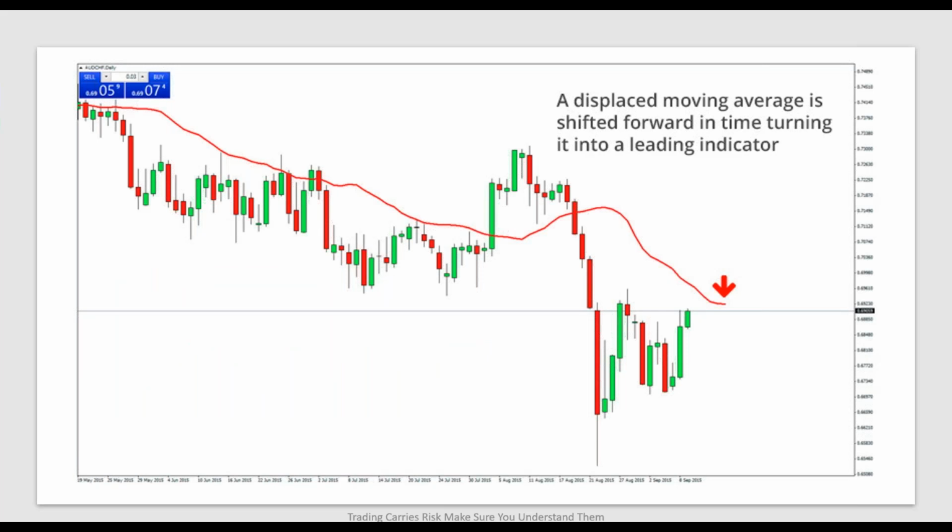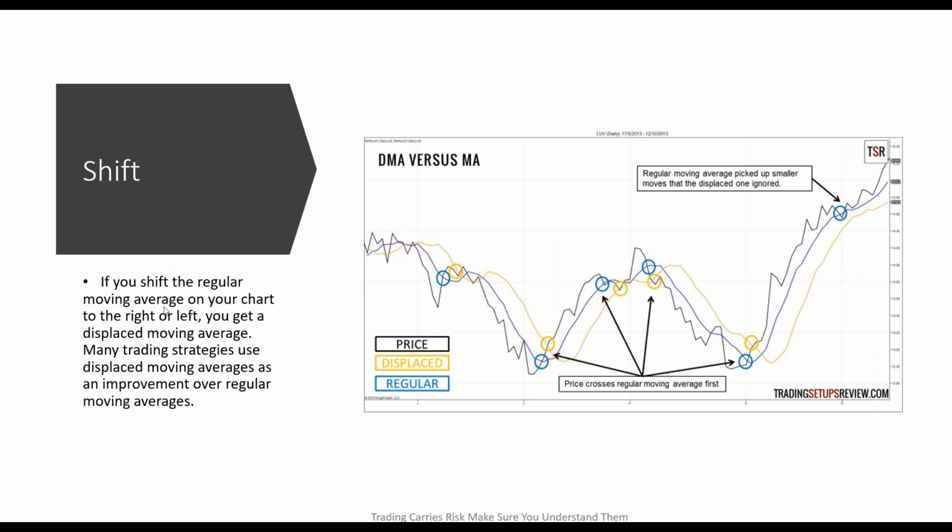So a displaced moving average is shifted forward in time, turning it into a leading indicator. As you can see on this chart, we have prices just in the black as a standard line chart. We have the displaced moving average on the chart, and we have a regular moving average. We could make a strategy based on when the displaced moving average and the regular moving average cross over, or we can see when the displaced moving average crosses price.